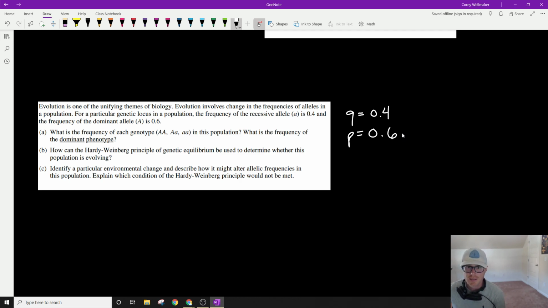All right, so they make this easy for us because we don't have to do anything with square roots or work with fractions. It just gives it to us straight up. So what is the frequency of each genotype? Big A is just P squared. Big A, little a is just 2PQ, and little a is just Q squared. So that's going to be what, 0.16?